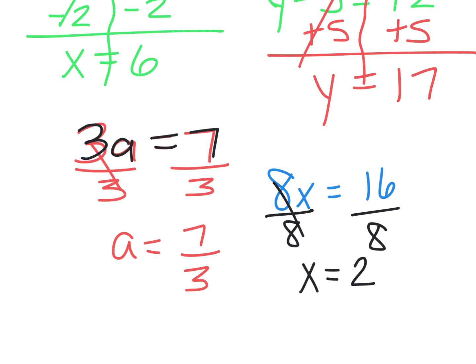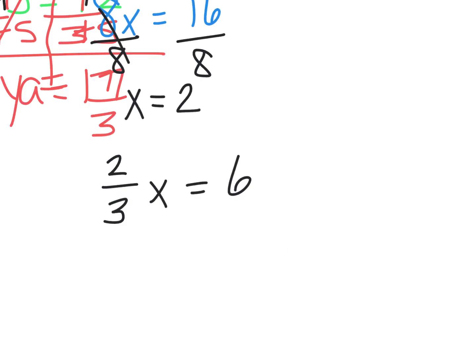I did this second one just to show that the original problem is in blue. If I have 8 times x, that means I'm going to divide by 8. When I do that, these go away. 16 divided by 8 actually will come out even, and x will equal 2. So these two are the same process, just different answers, because this one came out as a nice whole number instead of an ugly fraction.